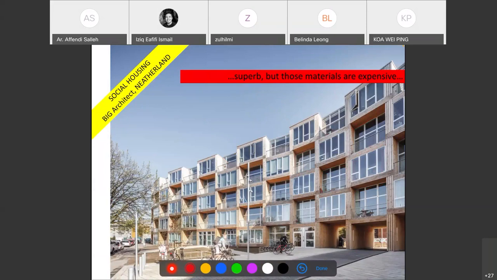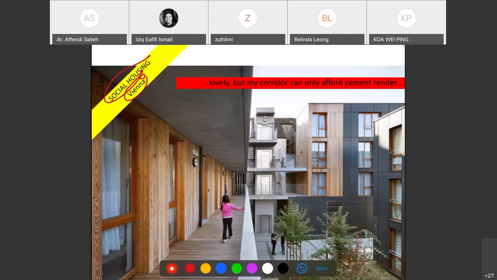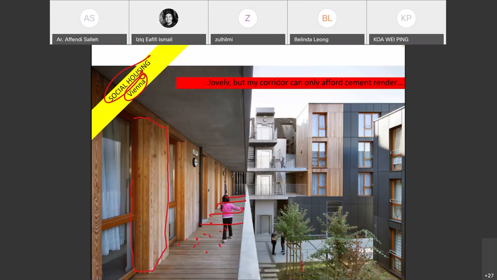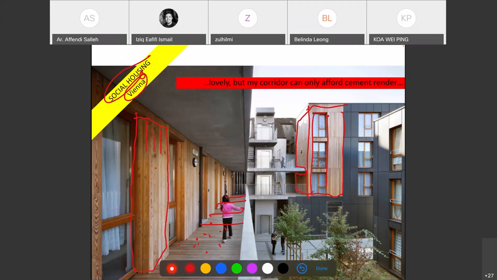This is such a lovely social housing in Vienna. But my corridor can only afford cement render. They are doing it in timber. We can only afford plaster and paint and skim coat, and they are doing it in timber. And they can clad their facade even for social housing. I wonder how much they sell this for.